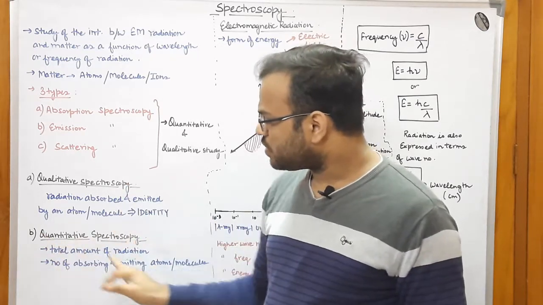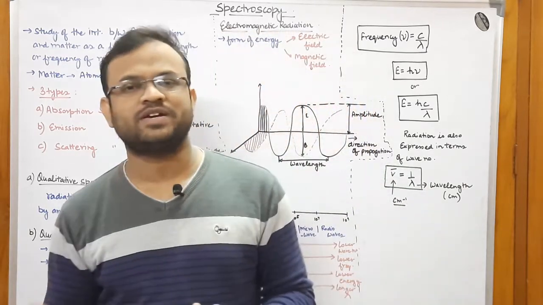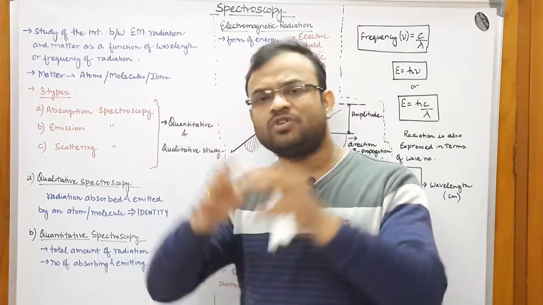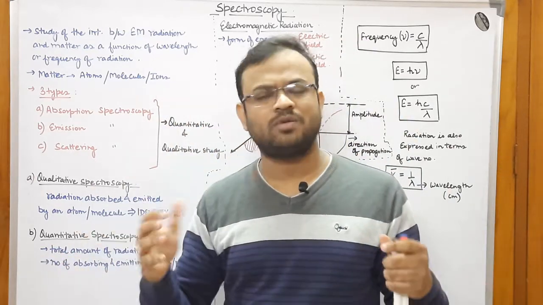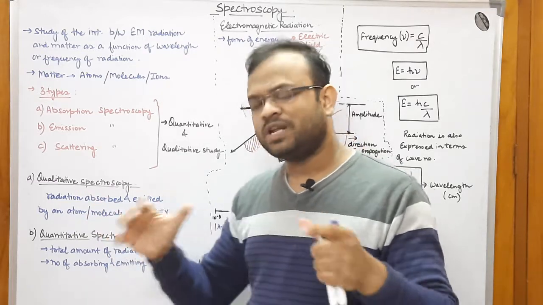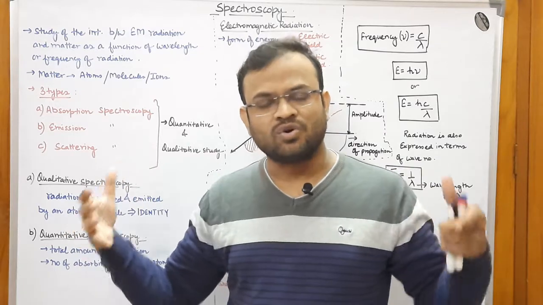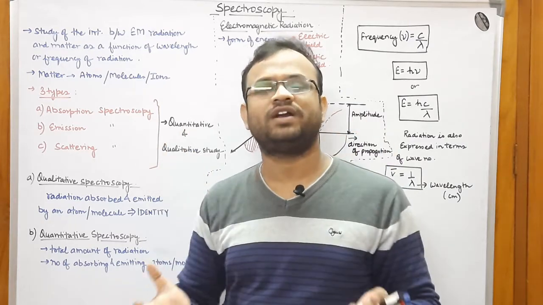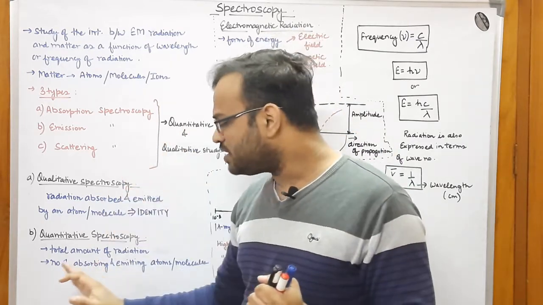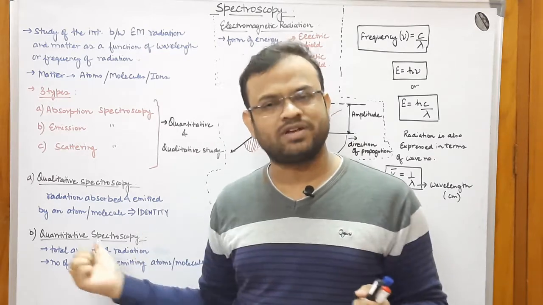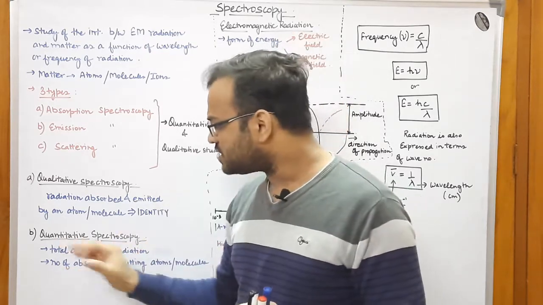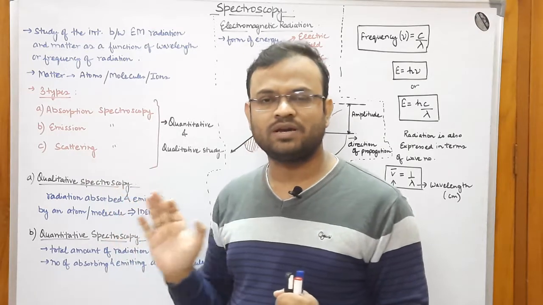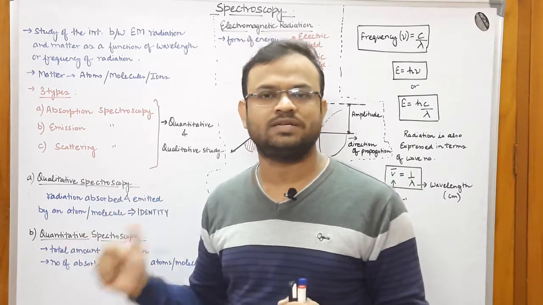Now, let us talk about quantitative spectroscopy. What does quantitative spectroscopy tell us? It would tell us the amount of the matter that is present. Whenever you take a holistic approach, you understand the total amount of radiation that was absorbed or emitted, and it would give you an idea about the total concentration of the matter that was present. So this comes under quantitative spectroscopy. Okay, so I believe this would have given you a clear-cut understanding about what spectroscopy actually is.